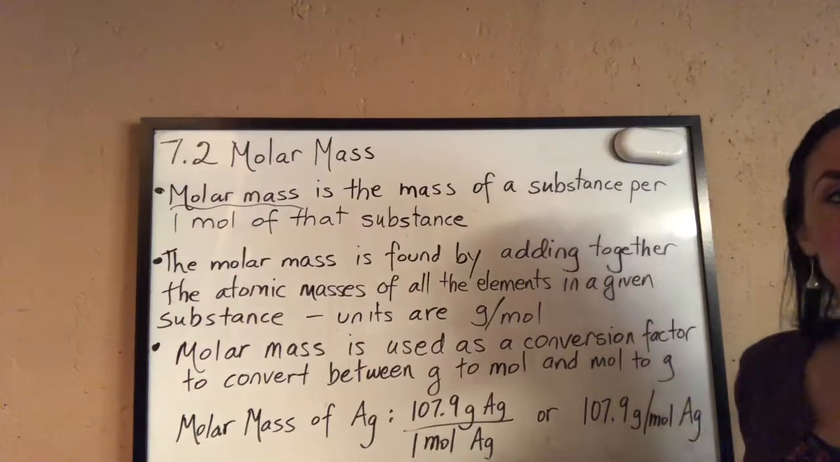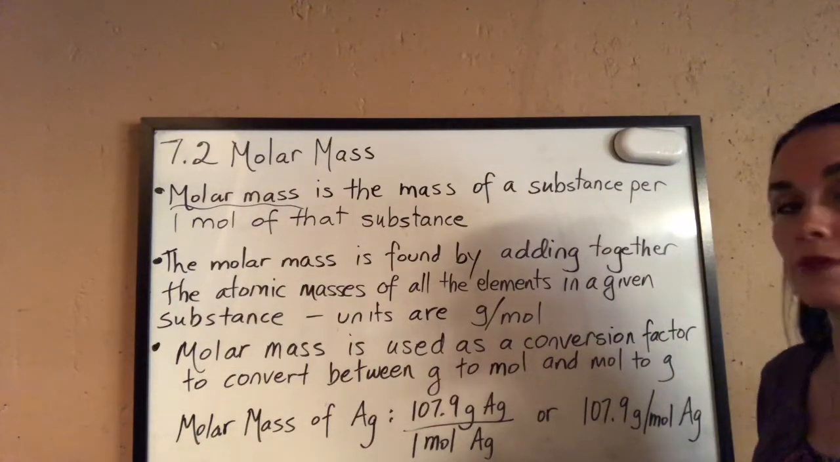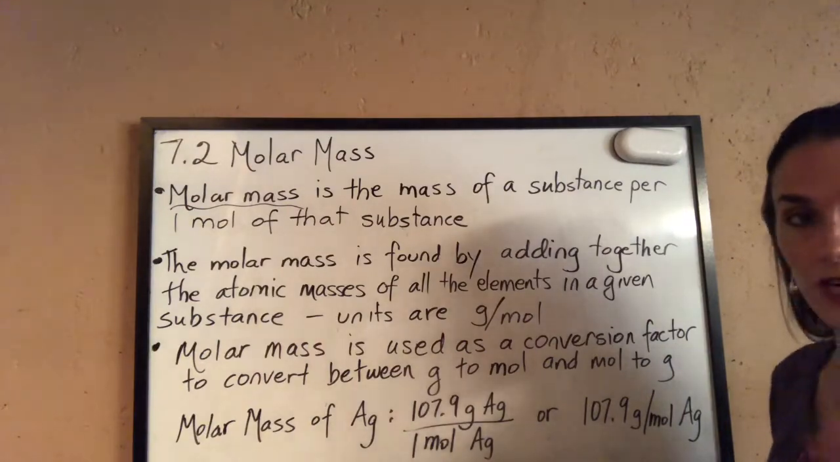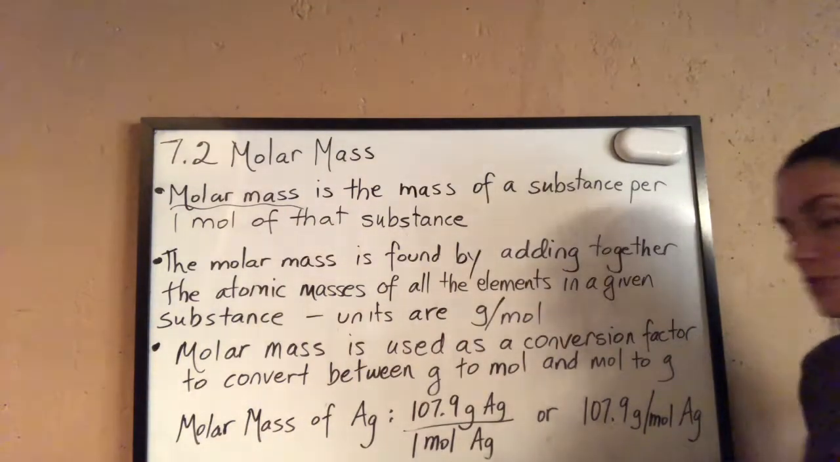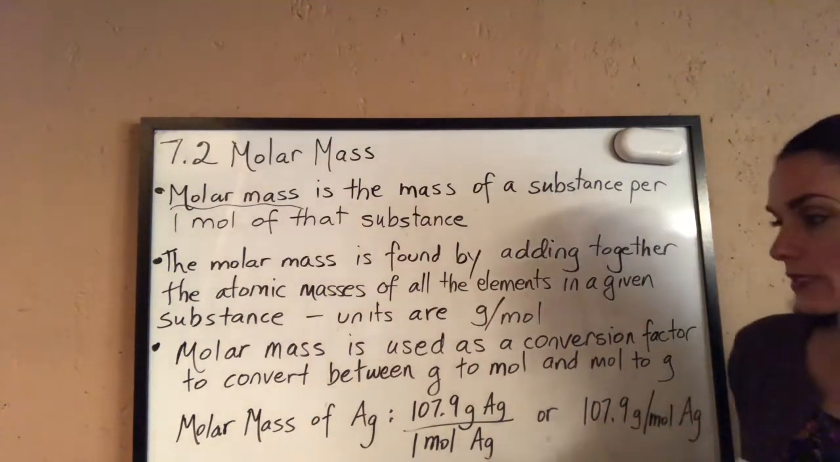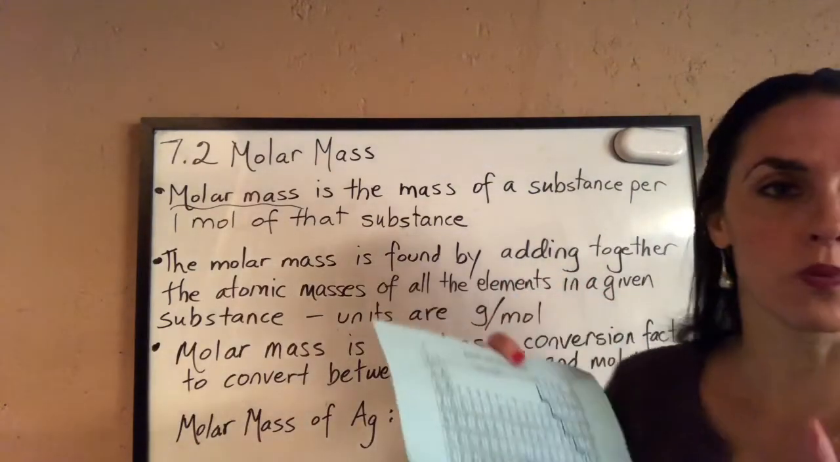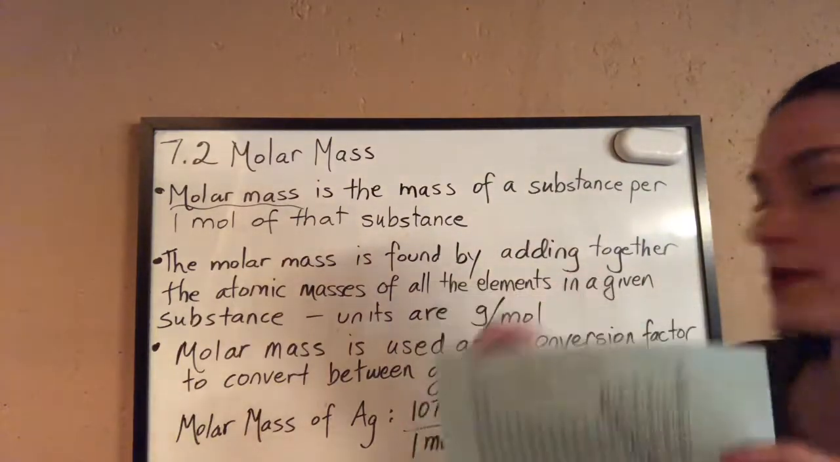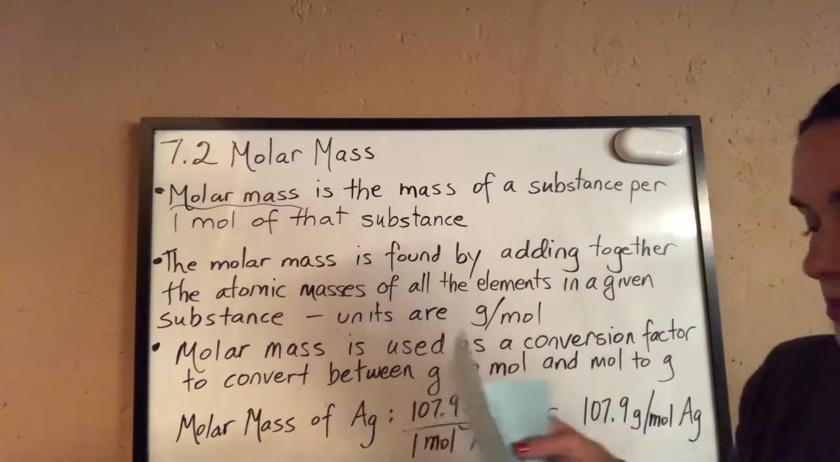Molar mass is used a lot in chemistry because it's used as a conversion factor to convert from grams to moles and moles to grams. Simple example of a molar mass. For one element, it's the same as its atomic mass. You just use the units of grams per mole. I'll use silver for an example, symbol Ag.